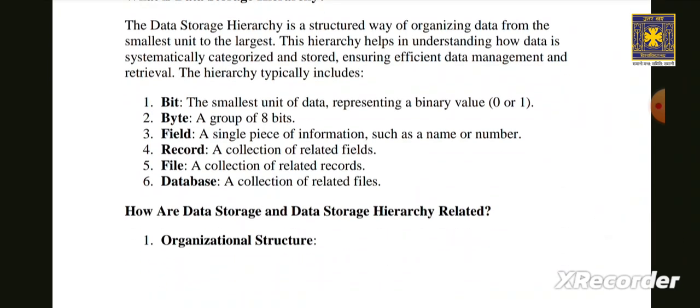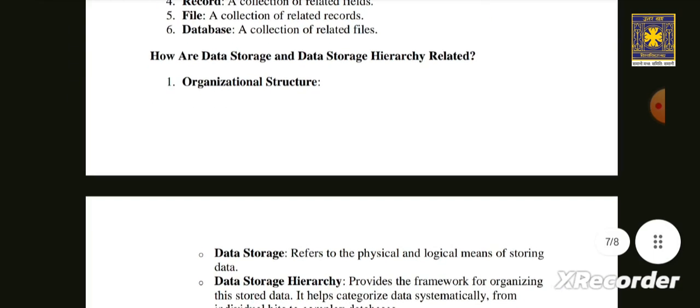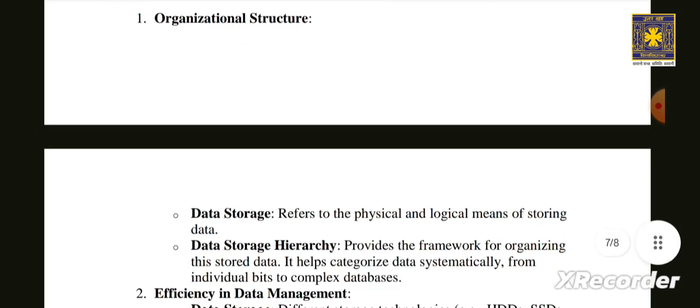The data storage hierarchy builds on these foundations. It's like a framework that helps organize all the records, all the stored data, systematically. This hierarchy categorizes data from the smallest units like individual bits, those binary zeros and ones, all the way up to complex databases that hold vast amounts of information.